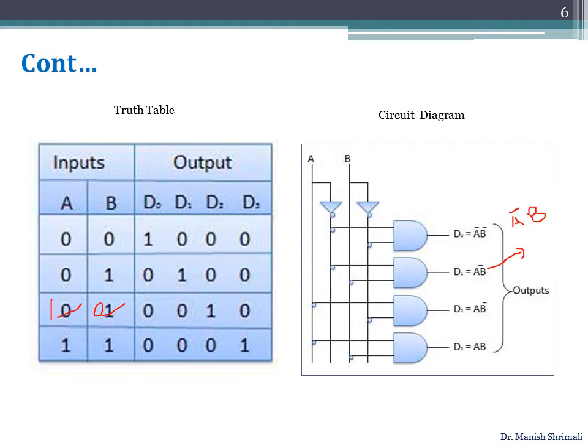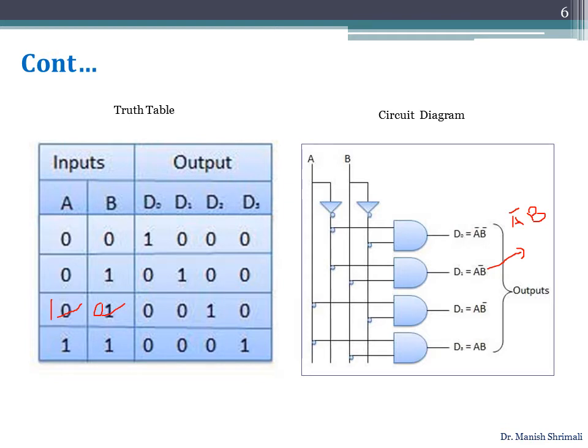From the circuit diagram, let me take you through the working. You can see here that this is A bar and here we have B bar. So D0 will be high when both inputs are 0. That is what the circuit shows. Similarly, D1 is high when it is coming from here, so this is A bar B. Actually it is a bit confusing, so let me correct this over here.